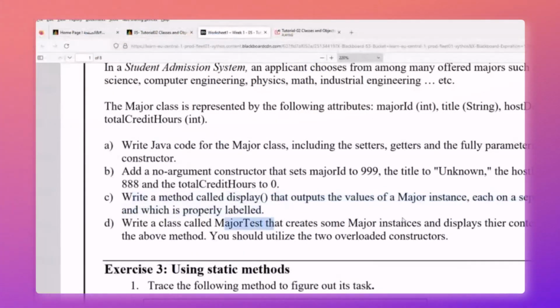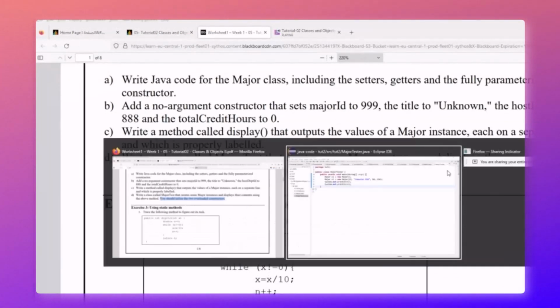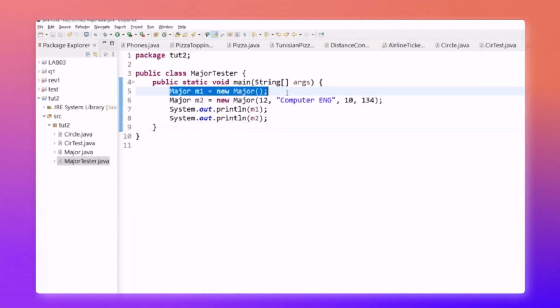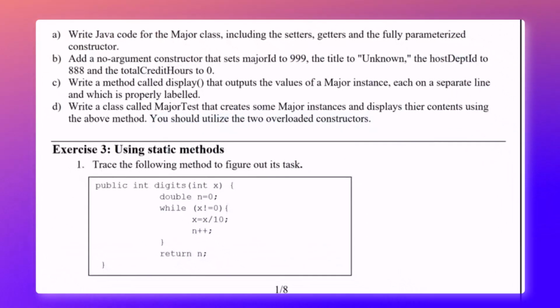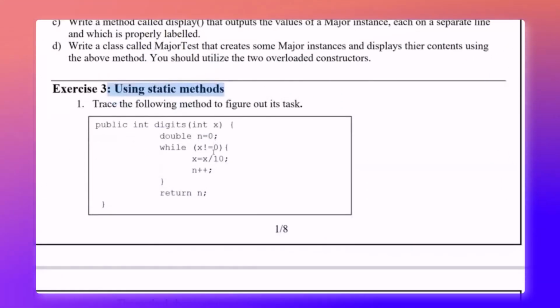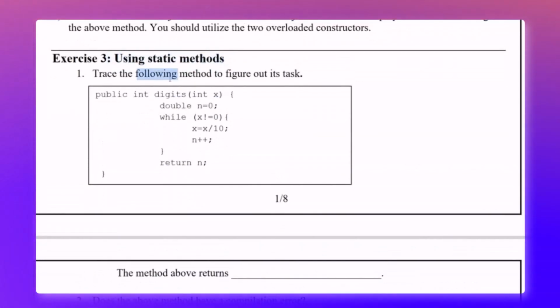Let's see if they want one more thing. Okay, write a class, display their contents using the above method. You should utilize the two overloaded constructors, meaning use both of them. And I believe for m1 I use the default constructor. For m2 I use the fully parameterized constructor. Any question? Excellent. Now we'll go to a topic called what? Static methods.